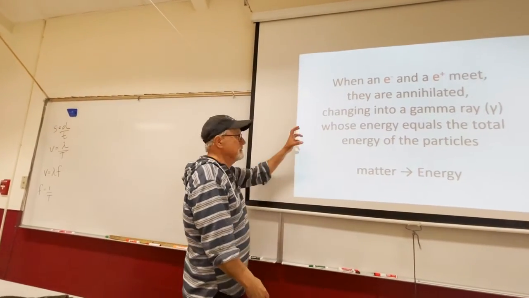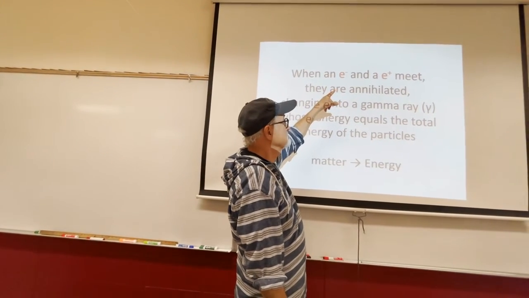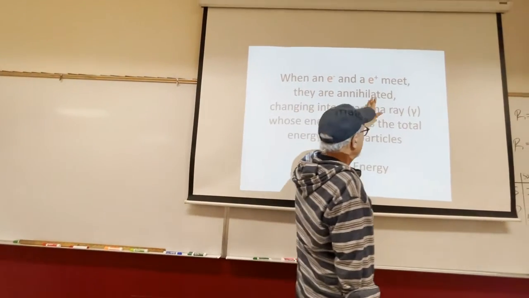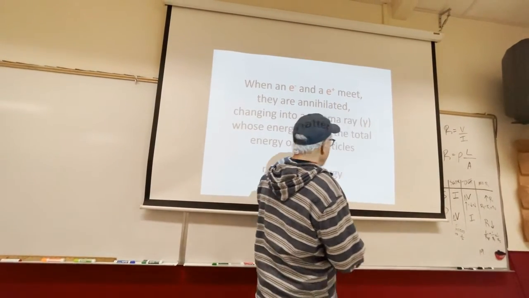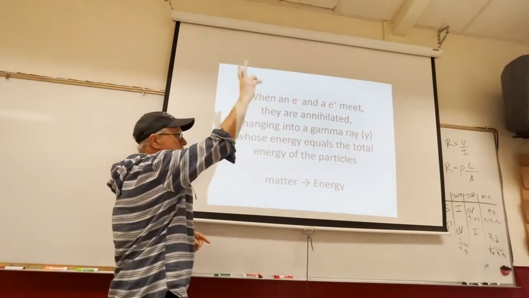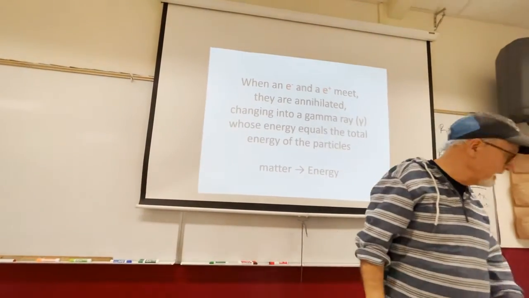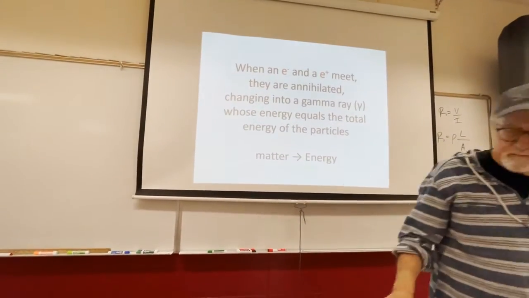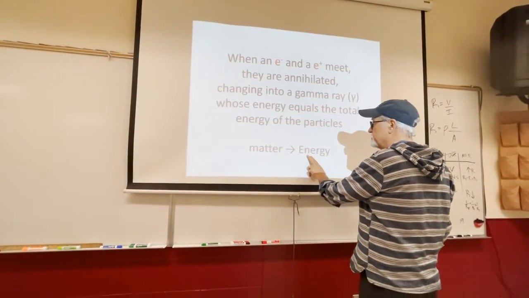Well, you've got the energy equals mc squared, the mass of this times the speed of light squared, for one. And since they have the same mass, you then have this gamma ray that comes out. It's a very energetic beam of light. I'm familiar with gamma rays. So matter is converted into energy.